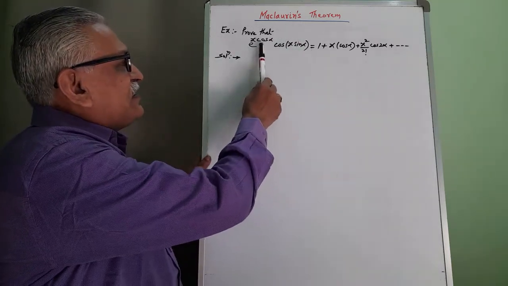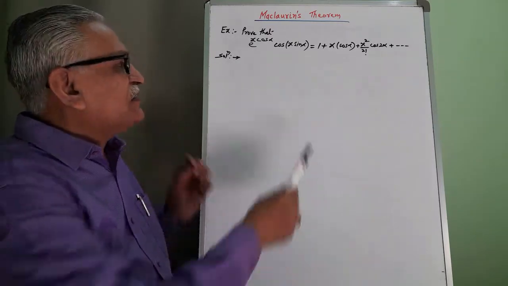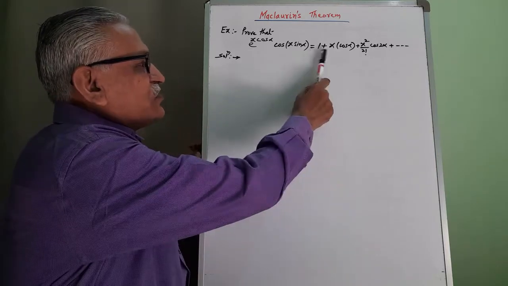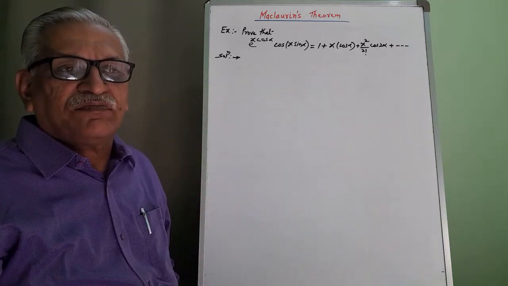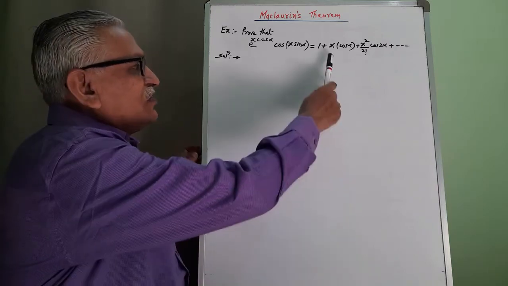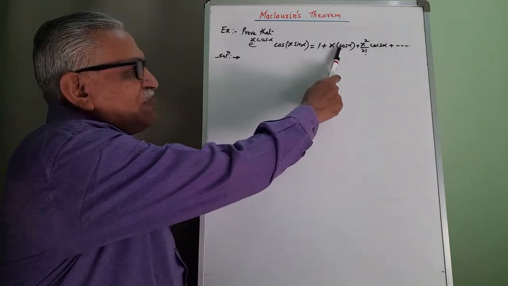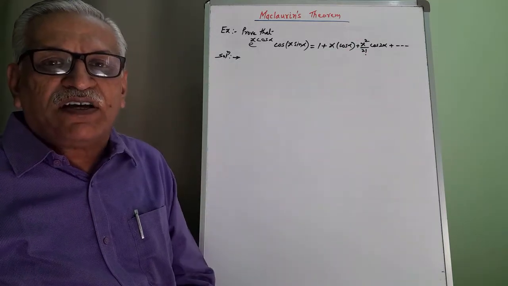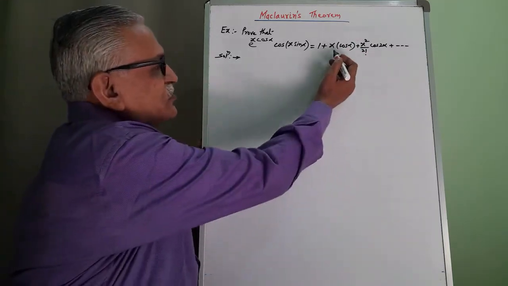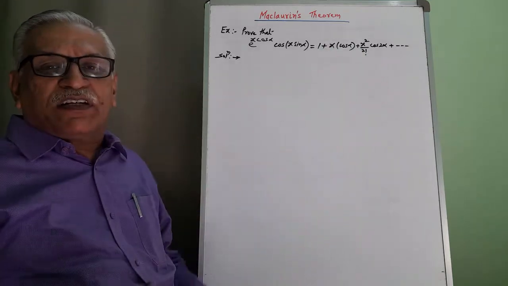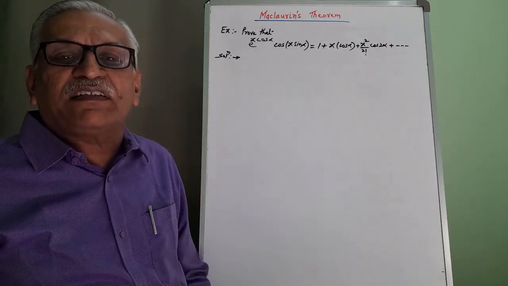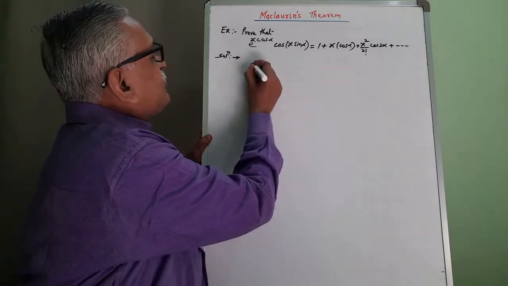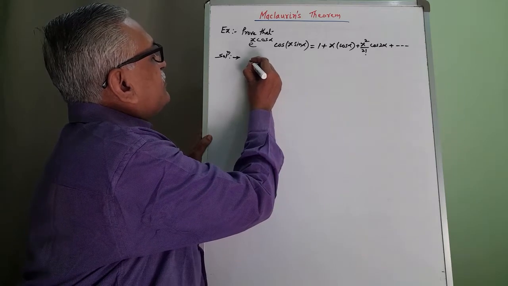Prove that e raised to x cos alpha multiplied by cos of x sin alpha is equal to 1 plus x cos alpha plus x square by 2 factorial into cos of 2 alpha and so on. If you observe the terms on the right hand side, it is in terms of increasing powers of x, and as it is in terms of increasing powers of x, it becomes a problem of Maclaurin's theorem. Therefore, we take the help of it.